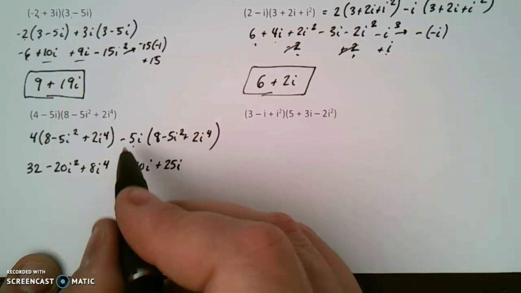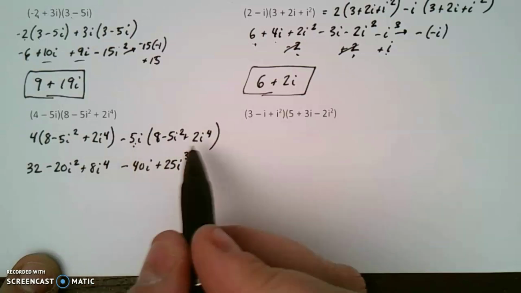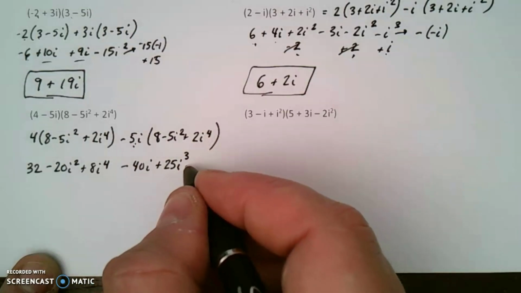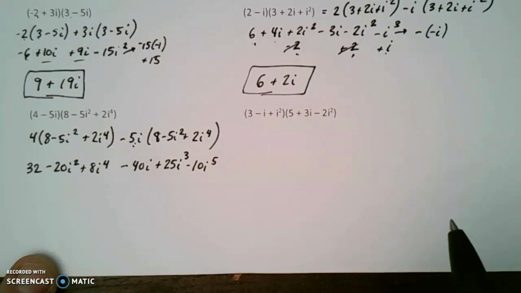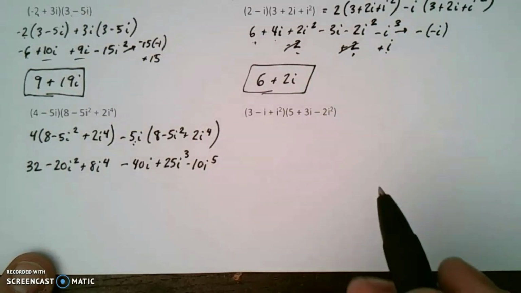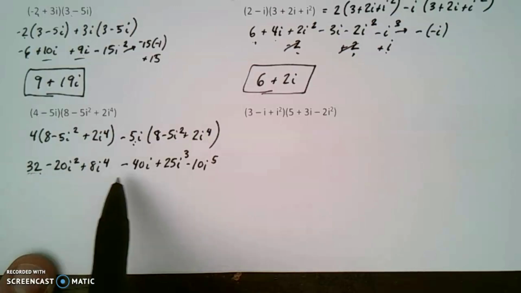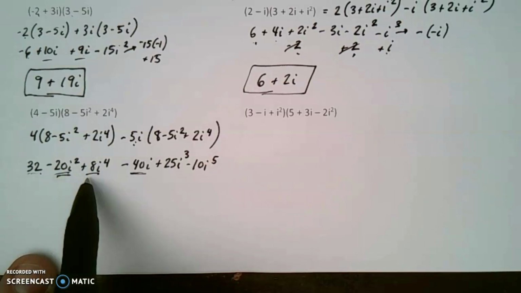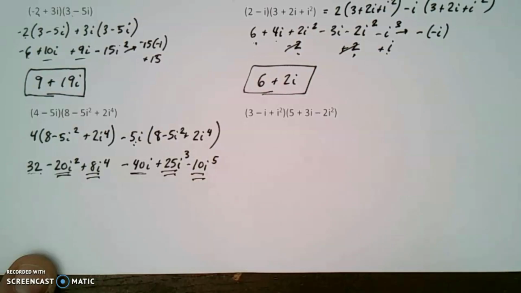And this will be i times i squared, which will be i cubed. And then 5i times negative 5i times 2i to the 4th will be minus 10i to the 5th. So then we go through and we reduce these. The things that we don't need to touch: this is a real number, and this is an imaginary number. Any power of i bigger than 1 needs to be reduced. So that needs to be reduced, that needs to be reduced, that needs to be reduced, and that needs to be reduced.